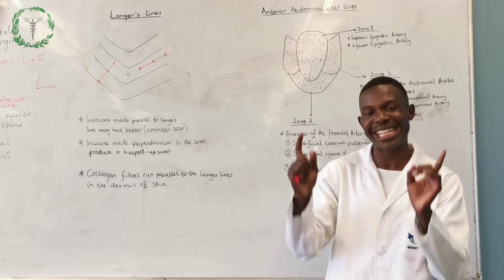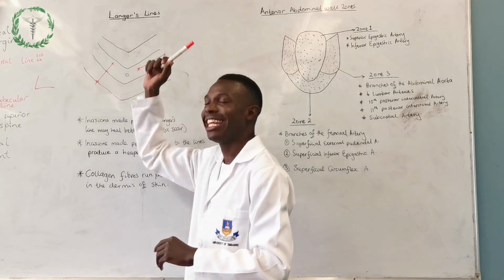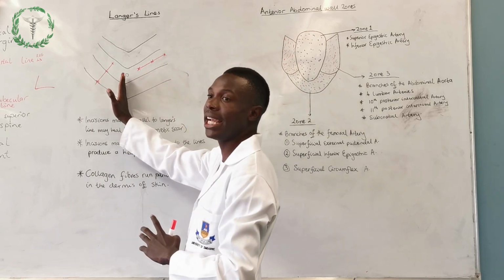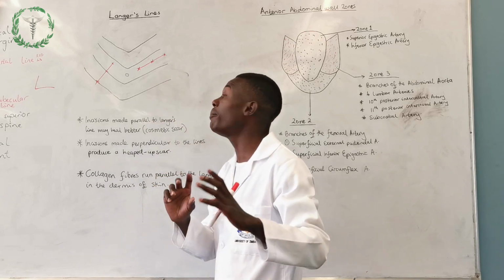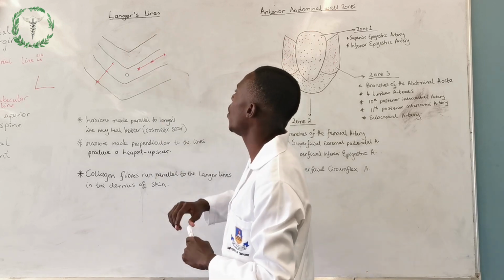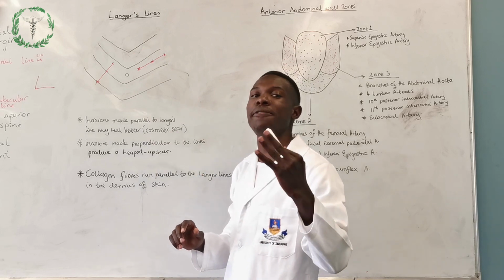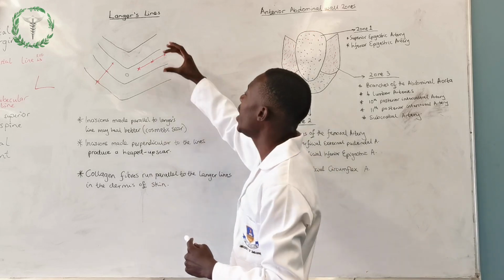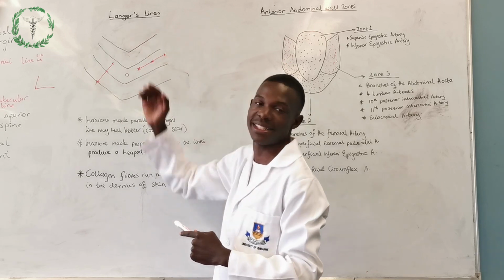So we're going to start with the skin. Now the skin is very important because of what we call Langer's lines. Langer's lines move downward and forward, as you can see here, right? It's very important to take note that these lines also show the orientation of the collagen fibers. Remember in our skin, we have the collagen fibers in the dermis. The collagen fibers in the dermis run parallel to these Langer's lines, right?